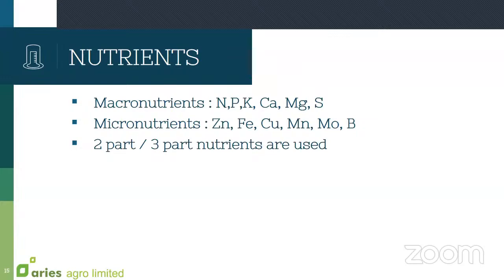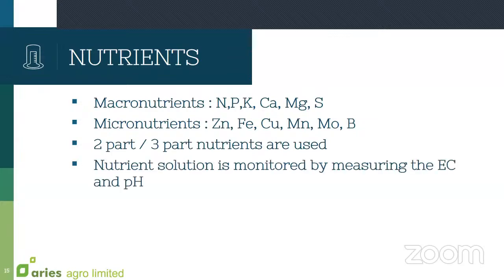Now, coming to three-part nutrients. Sometimes you also come across this concept of three-part. Now, three-part is for vegetative stage, for flowering stage, and for fruiting stage. So, stage-wise, the nutrients have been divided, and as per their compatibility, they are mixed. So, this is what is commonly used in hydroponics.